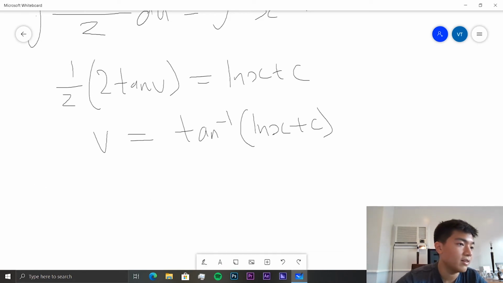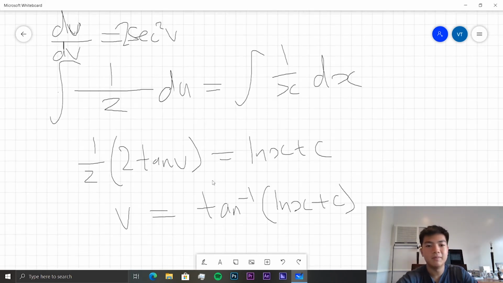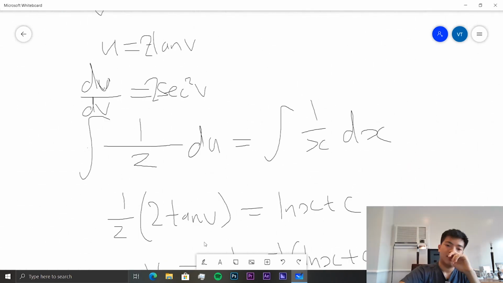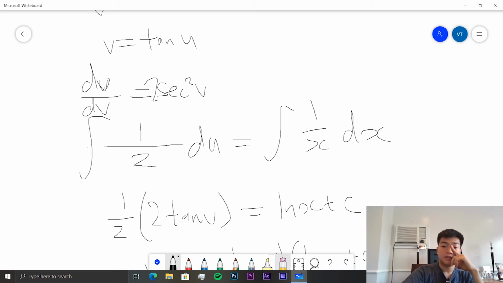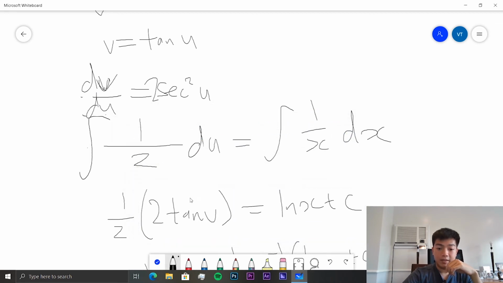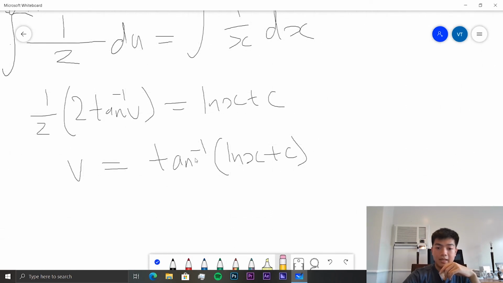So, oh sorry, no, I think I flipped it around. This is supposed to be tangent to the -1. In other words, v equals tangent u. So dv over du is 2 secant squared u. So this is 1/2 du. Yeah, sorry. So this is 2 tan to the -1 v. So v equals tangent ln x plus c.